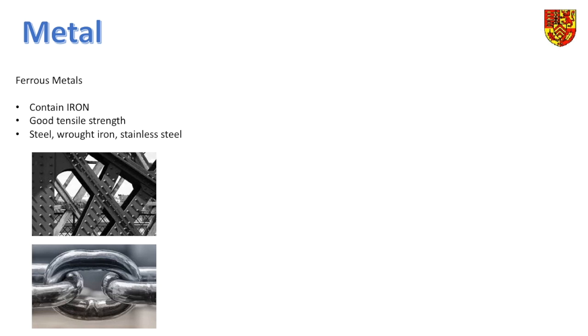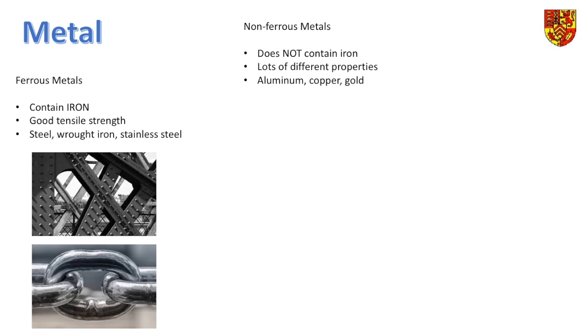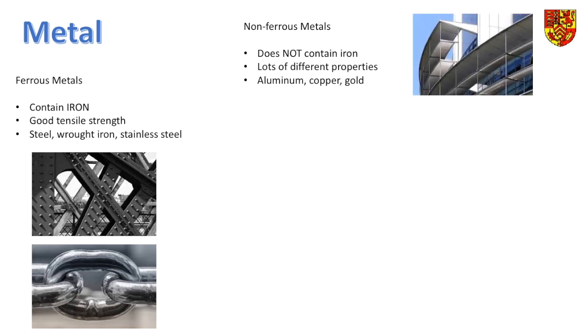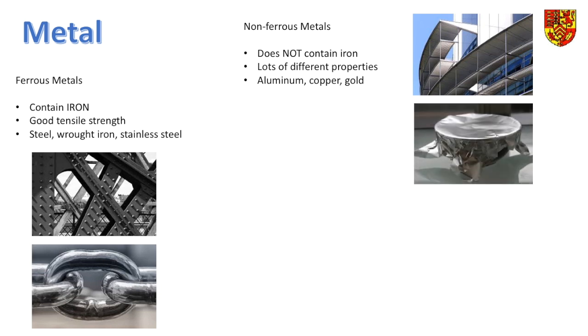Another category of metals is non-ferrous metals. These are elements such as aluminium, copper, gold, nickel. We use these metals for their different physical properties, so some can be bent easier, some are stronger than others, and some are higher melting points, so they can be used for cooking.